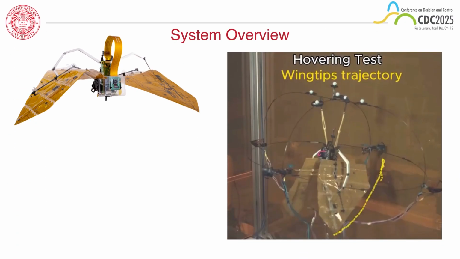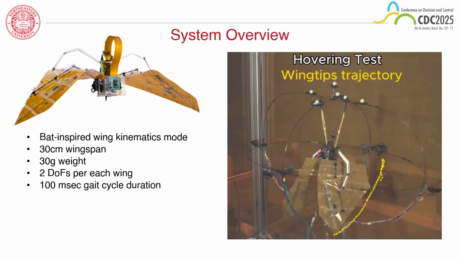Let me start by introducing our platform, the AeroBat. This is a bat-inspired flapping wing robot that we have developed to study dynamic morphing wing flight. The key specifications are a 30 centimeter wingspan weighing just 30 grams with 2 degrees of freedom per wing. The gait cycle duration is approximately 100 milliseconds, meaning we can flap at frequencies up to 10 Hz.